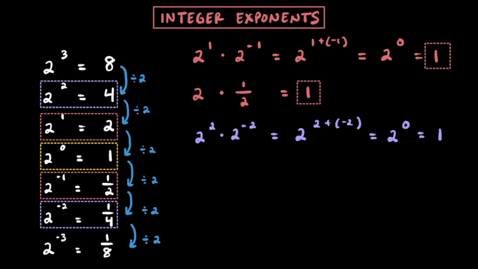This makes sense because 2 to the second power is equal to 4, and we said 2 to the negative second power is equal to 1/4, and if you would take 4/4, that would equal 1. This seems to also check out.